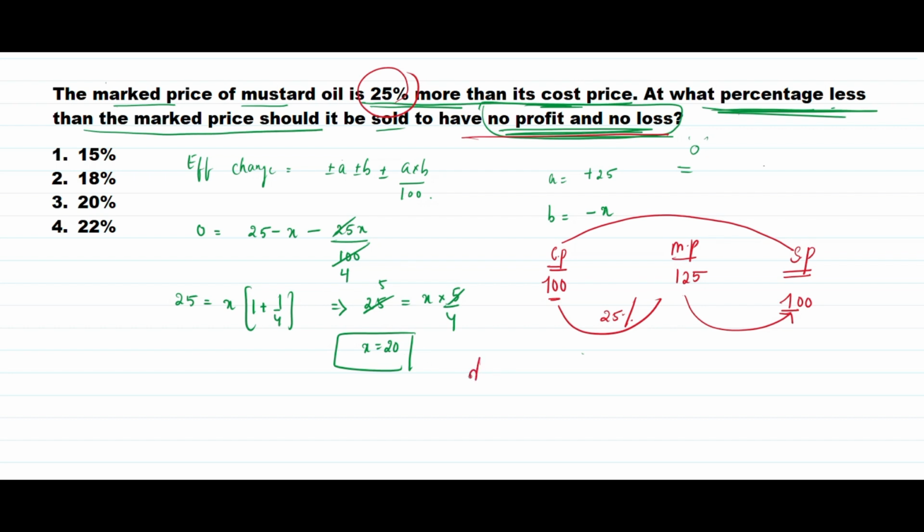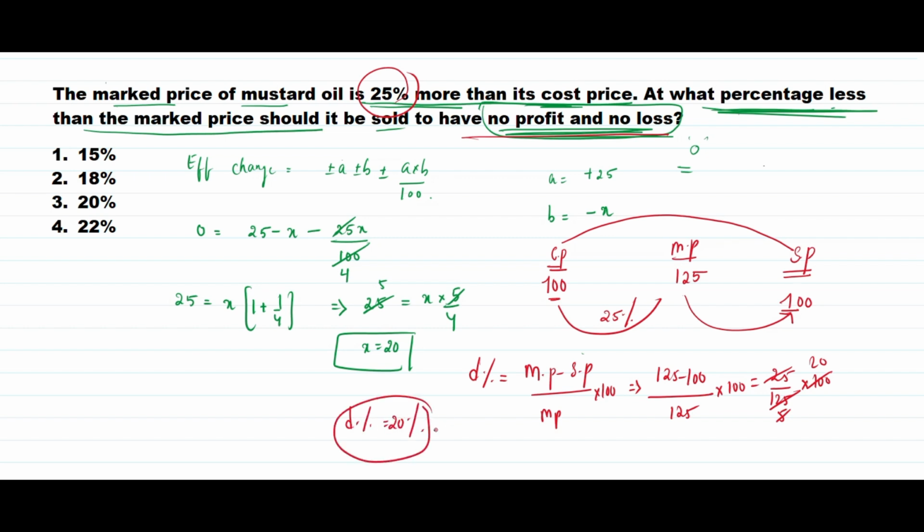In the previous question we learned, right, discount percentage is equal to marked price minus selling price by marked price into 100 only. So how much did we get here? Marked price is 125, selling price is 100, so 25 by 125 into 100, 25 5s, 5 20s. So the discount percentage is 20%, which is the same answer. Let's see our next question.